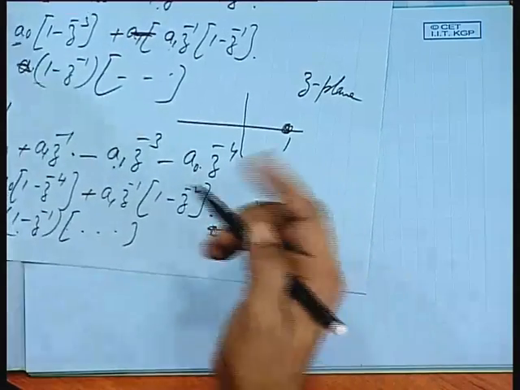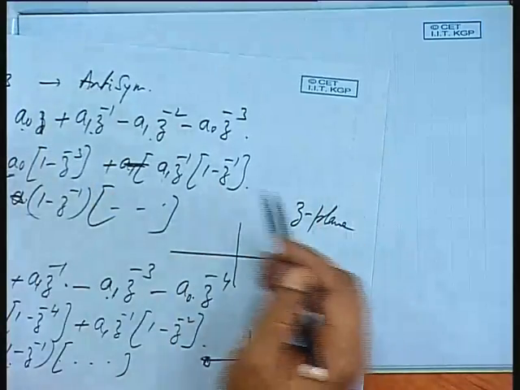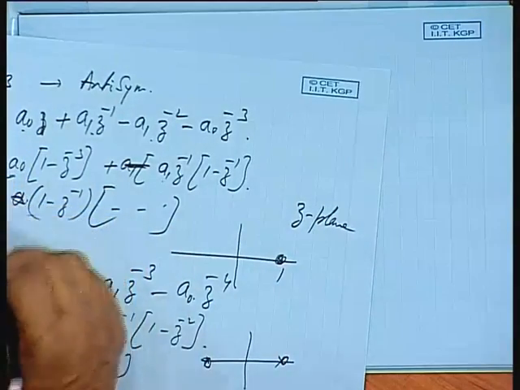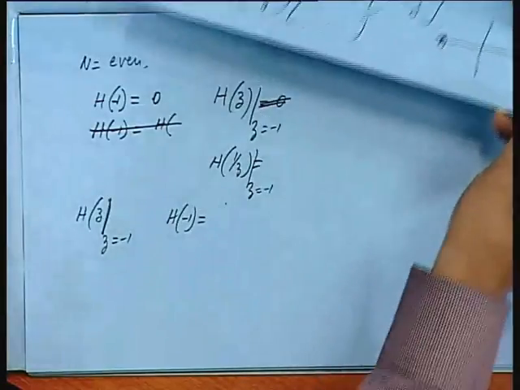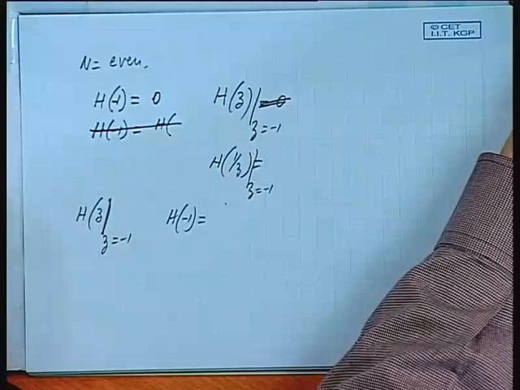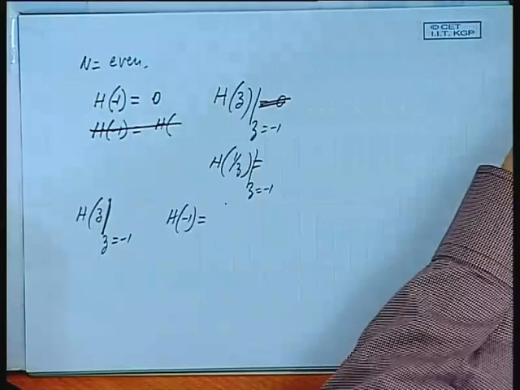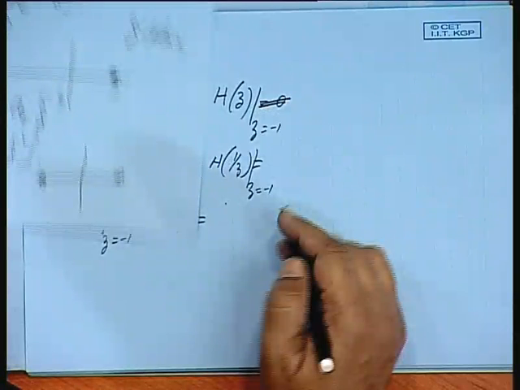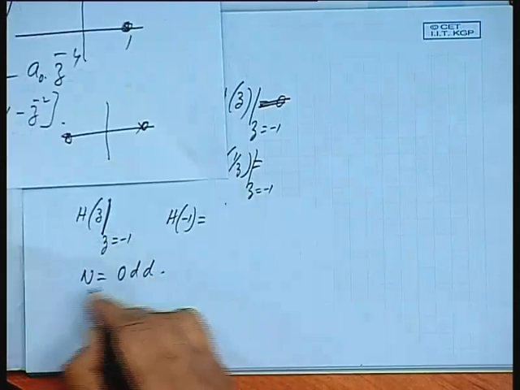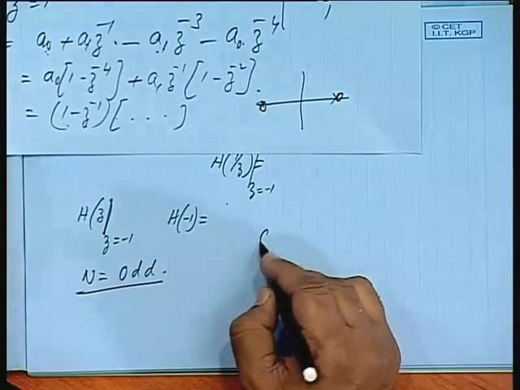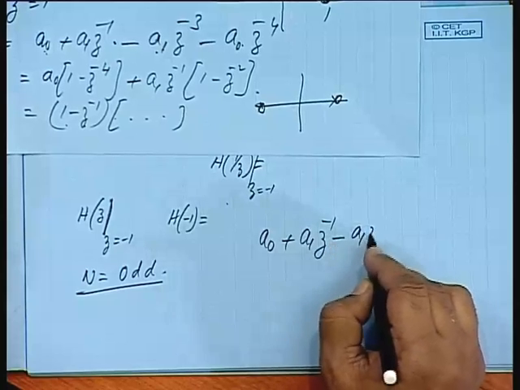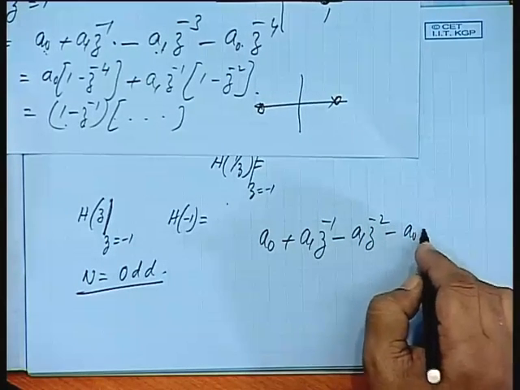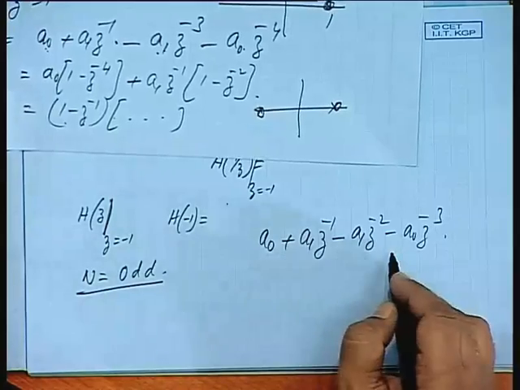Yeah, for n is equal to odd, I am sorry, for n is equal to odd, h z, no, but we are not getting that. I think we will have to check n at 1 plus z. Okay. For n is equal to odd, we had something like this: a 0 plus a 1 z inverse minus a 1 z to the power minus 2 minus a 0 z to the power minus 3. Is that all right? Okay.